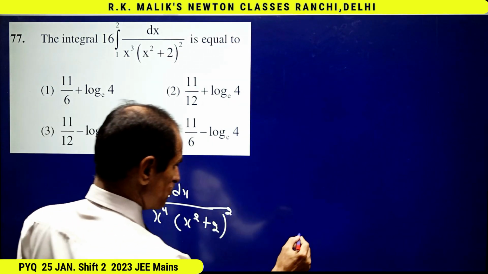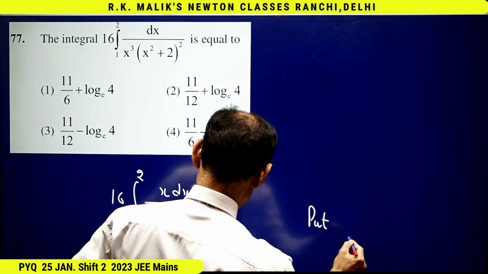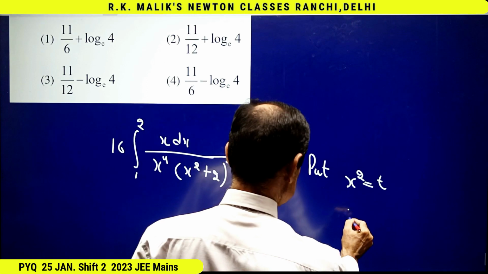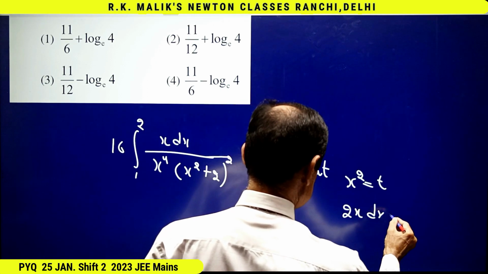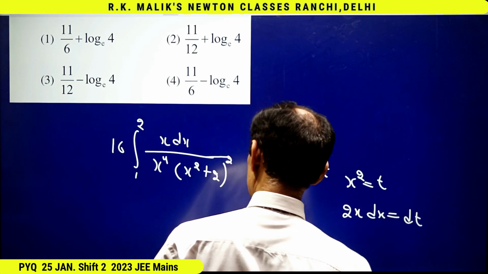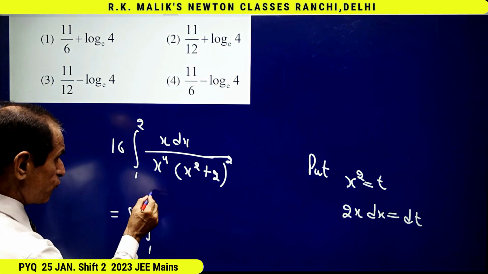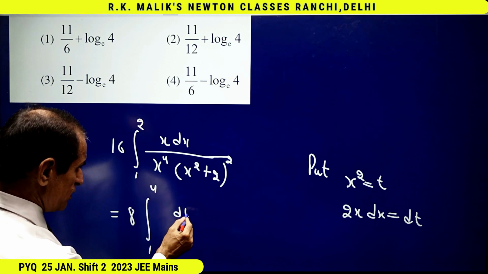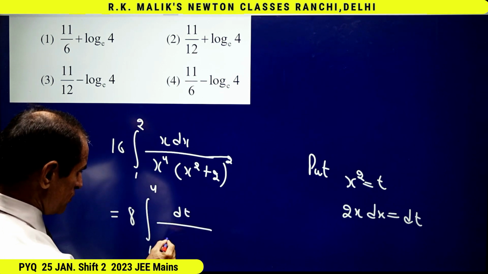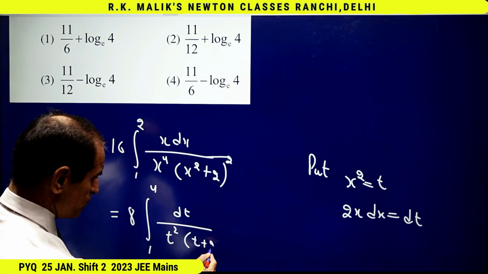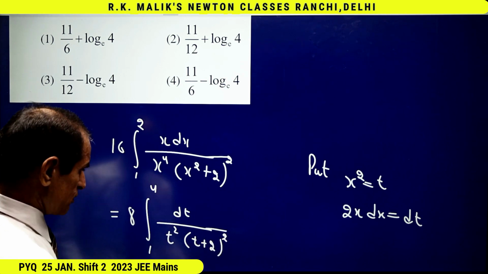And now put x² equal to t. I get 2x dx equal to dt. Hence this is equal to 8 times ∫ from 1 to 4 of dt upon t² (t + 2)².